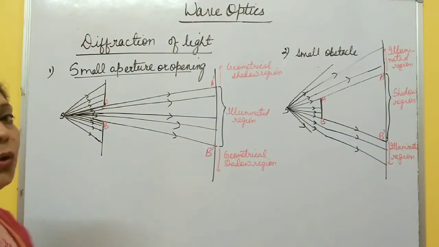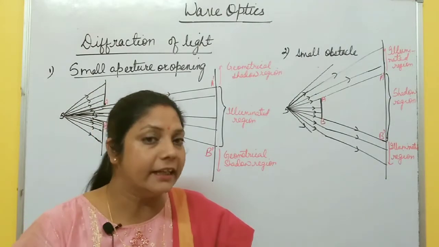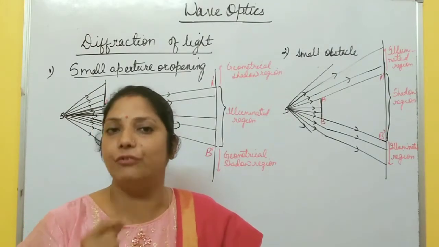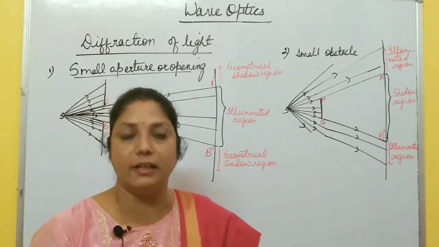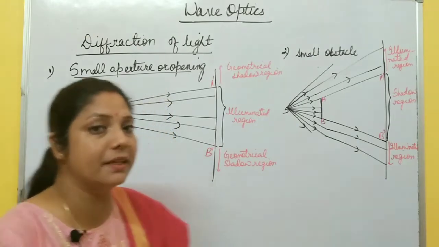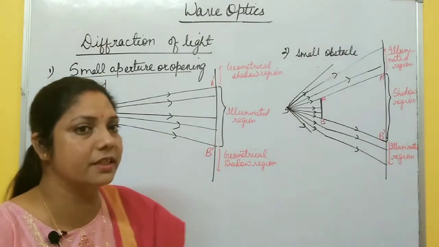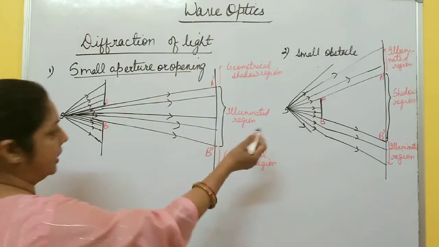You know one important property of light, that is rectilinear propagation of light. What is that? That light always travels in a straight line. When anything comes in the path of light, then what happens? Because it always travels in a straight line. So let us observe these two things.